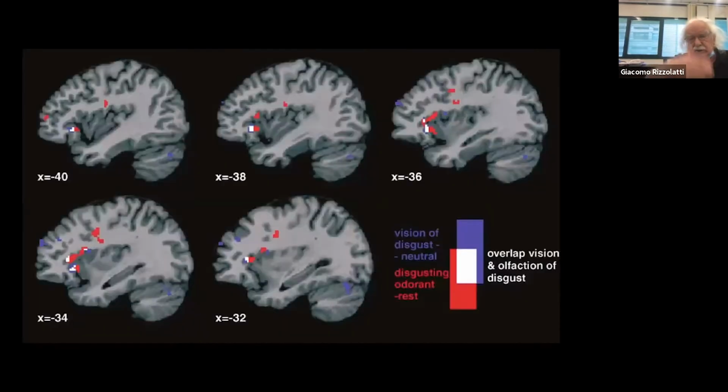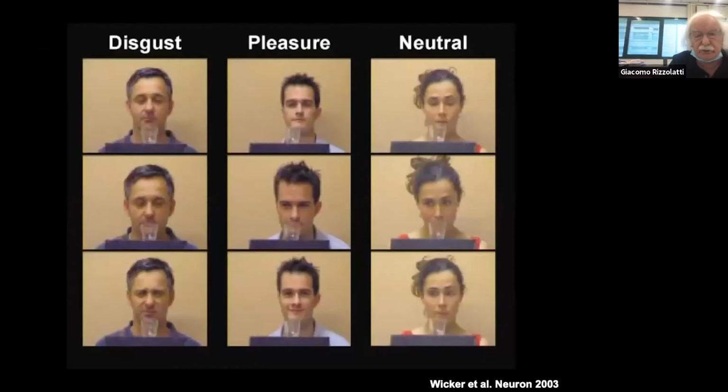Here it's a parasagittal section, but that doesn't matter. What you have to see is that there are white spots. White spots are voxels which are activated both when the person is stimulated with a disgusting odorant, or when he sees this guy here that shows disgust.